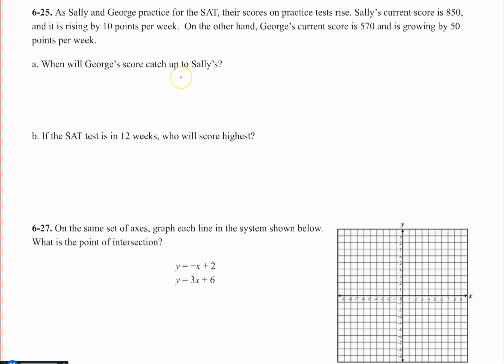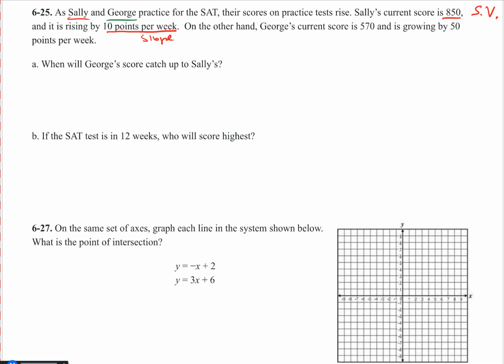Sally and George are practicing for their SAT. Let's make Sally red and George green. Sally's current score is 850. That's like her starting value. And it is rising by 10 points per week. That's like her slope or growth.